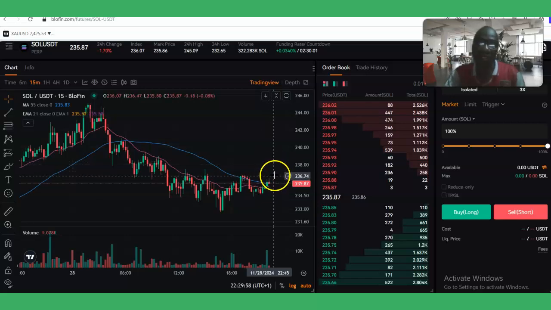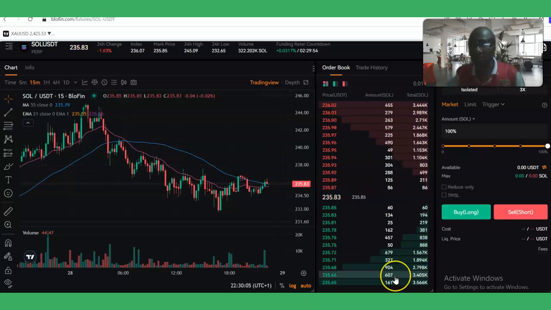Then your TP, let's say you enter here and you want it to go here, you want it to take you out. So you place your TP here. So this is how you can buy.